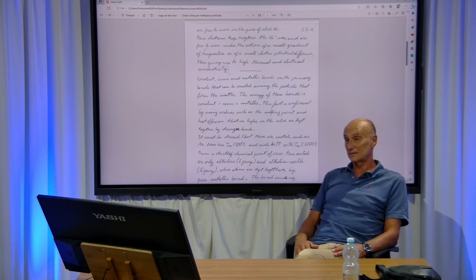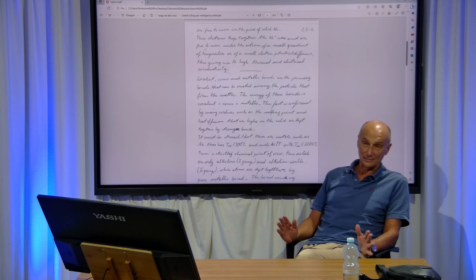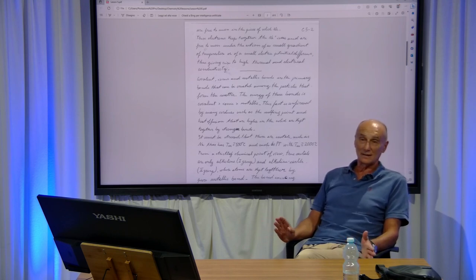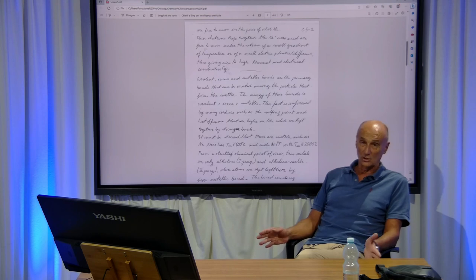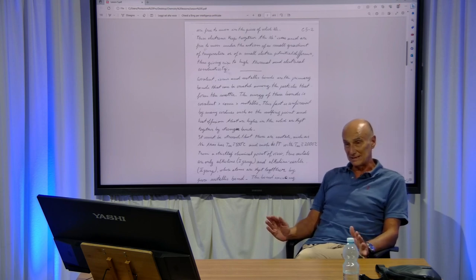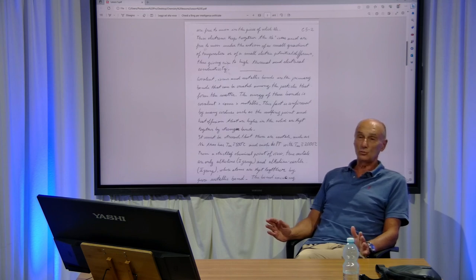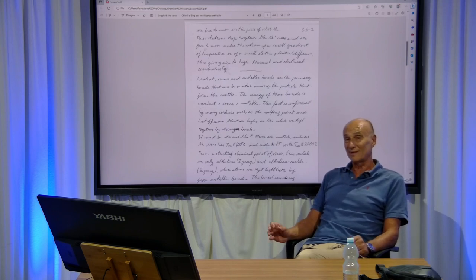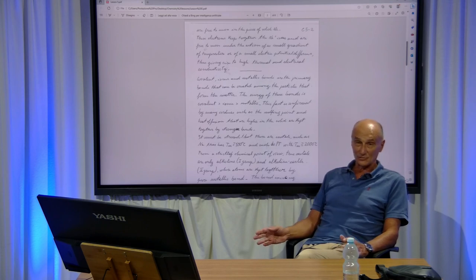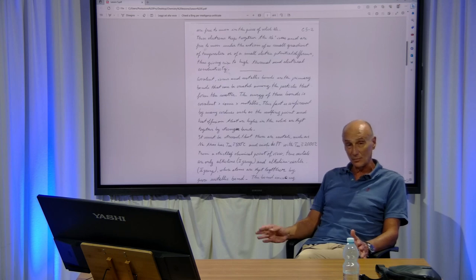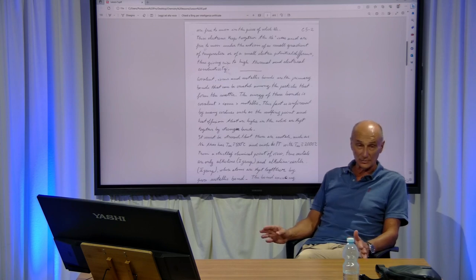In these elements, the bond that is created among the various atoms has partly the character of the metallic bond and partly the character of the covalent bond. So, the part of metallic bond is able to explain the good properties of electrical and thermal conductivity, whereas the part of covalent bond is able to explain the high melting temperature and the good mechanical properties. Okay?